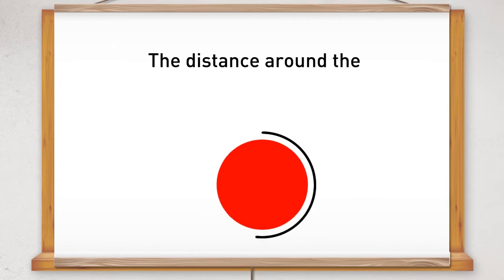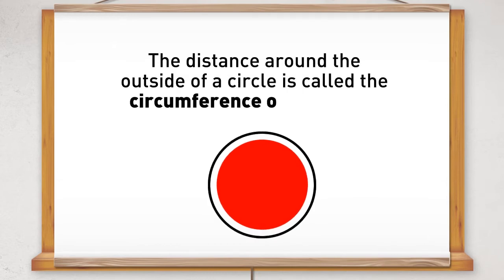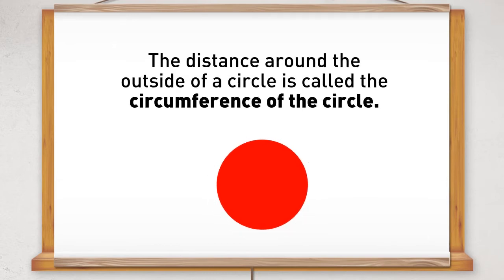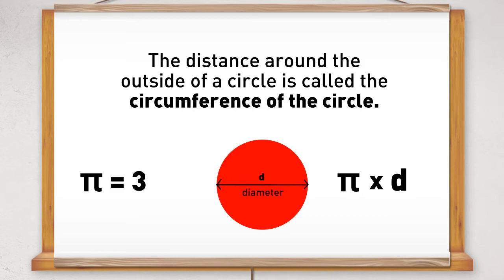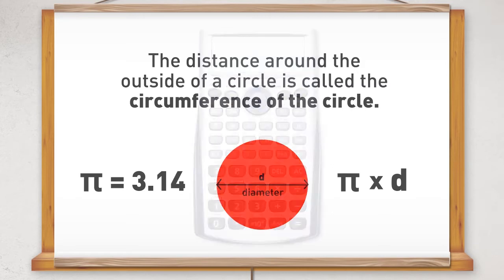The distance around the outside of a circle is called the circumference of the circle. To calculate the circumference of a circle, the formula is pi times d. The d stands for the diameter of a circle. Pi is approximately 3.14. For a more exact value, we need to use a calculator.